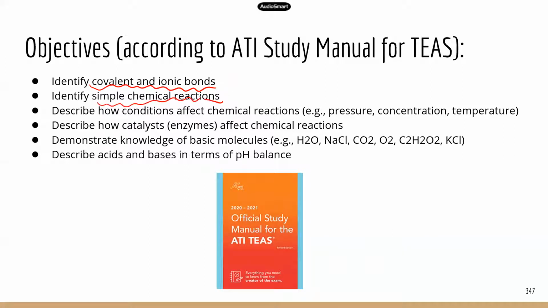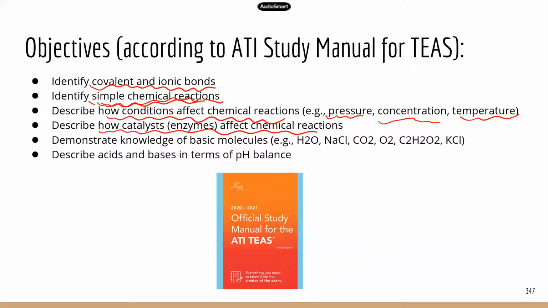Second, you need to identify simple chemical reactions. We'll cover a few types of chemical reactions, and again on TEAS, if there's a question on that, you may see an example of a chemical reaction and then identify what type of chemical reaction it is. Next, you need to know how different factors may affect the rate of chemical reactions. We're going to look at pressure, temperature, and concentration of substrates.